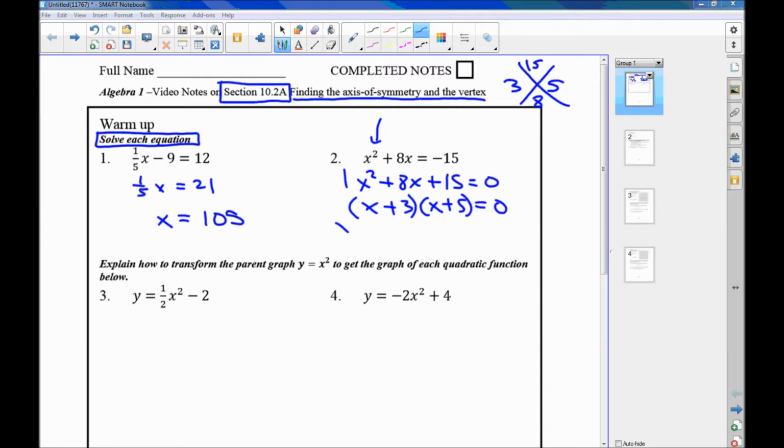Okay, so this will split into two problems, because one of these has to be 0 or they wouldn't multiply to be 0. So our possible answers are -3 or -5.